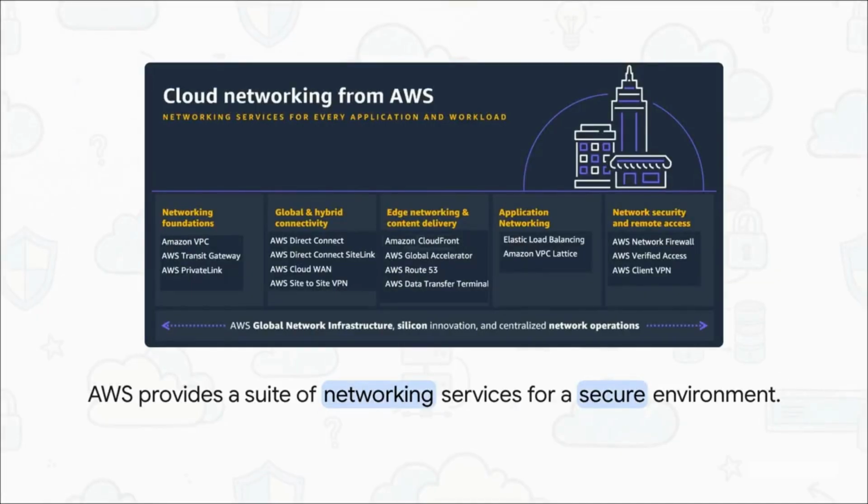Think of this as your architect's toolkit for network security. You've got the foundational stuff, like your VPC, which is basically your own private, isolated section of the AWS cloud. And then you have these specialized tools, like AWS WAF, which acts like a bodyguard for your web applications. Your job, as the architect, is to look at the problem and know which tool to pull out of the bag.